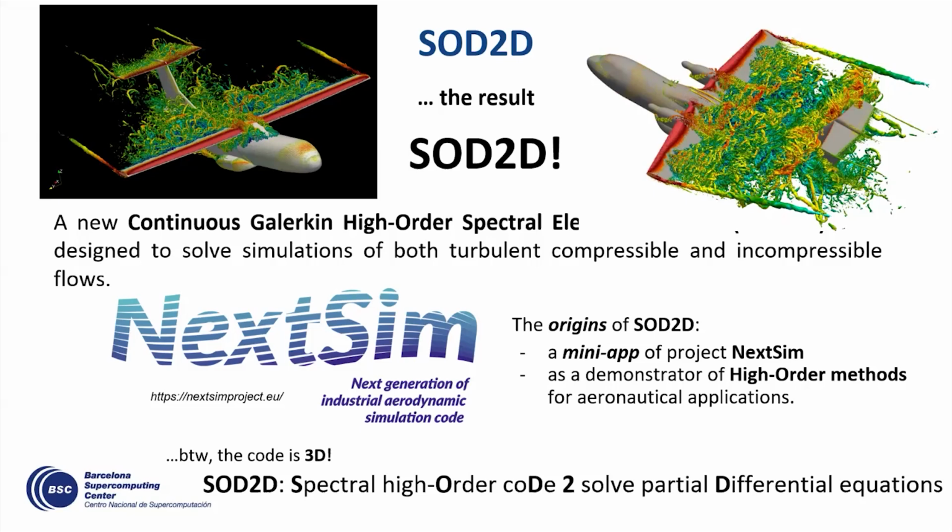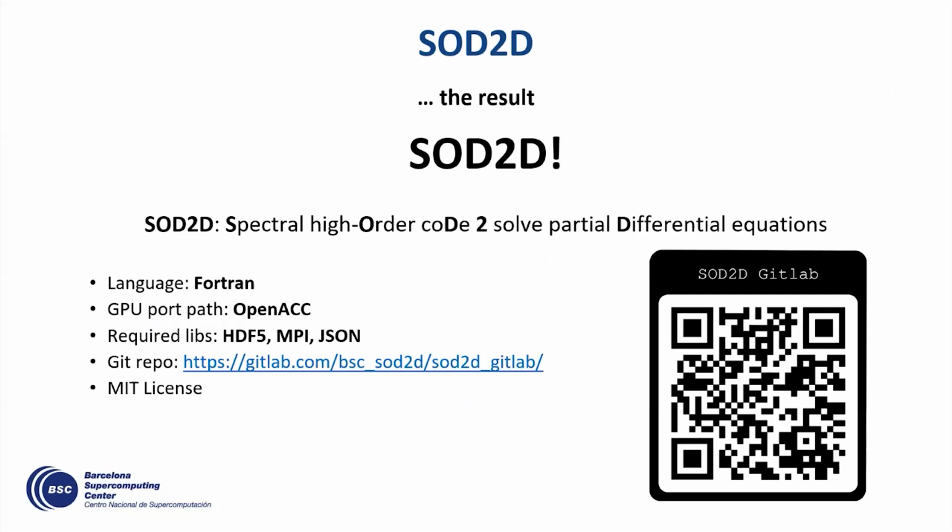So now SOD2D means spectral high-order code to solve partial differential equations. Okay, and SOD2D is based on Fortran. Our GPU port path is OpenACC. You need HDF5 for input-output, MPI for the communications, and JSON that allows the user to do the configuration of the case. And you can find it in this Git repo.